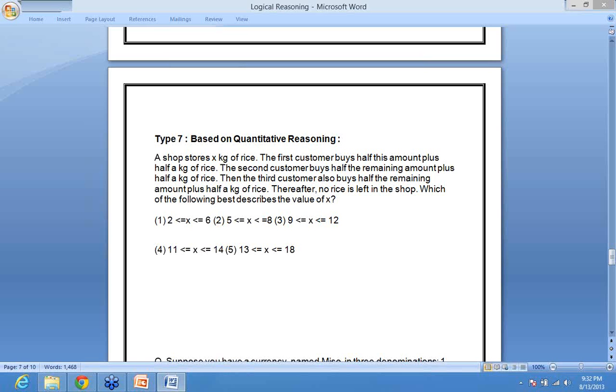See, Vivek, calendar logic will be taught in the next classes. Okay.